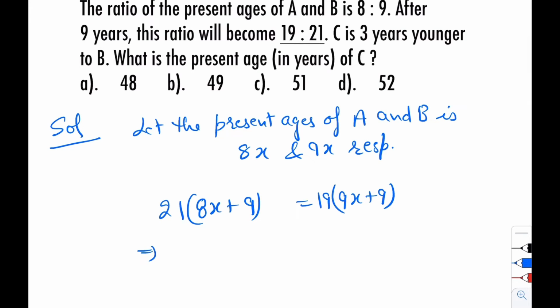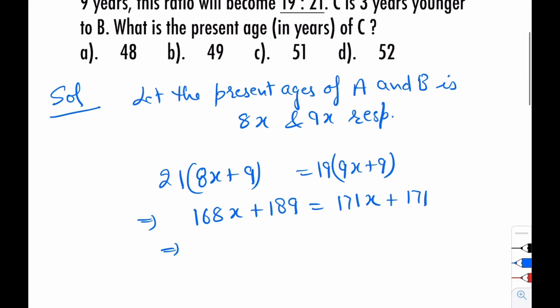So this implies 168x plus 189 is equal to 171x plus 171, and this implies 189 minus 171 equals 171x minus 168x. This implies we have 18.